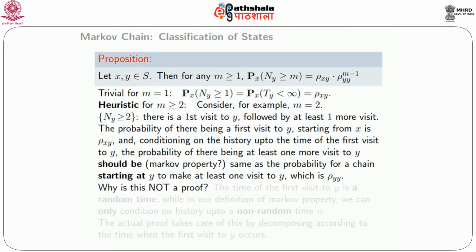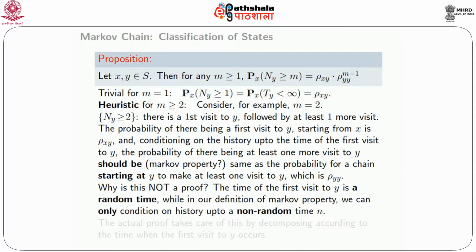So it would be like a chain starting at y making at least one visit to y. But this is not a proof. Why? The reason is something that one should very clearly understand. Remember, the time of the first visit to y is a random time, while in our definition of the Markov property, we can only condition on history up to a non-random time n. So that's the main loophole in the argument we have just seen. That's why I only call it a heuristic.